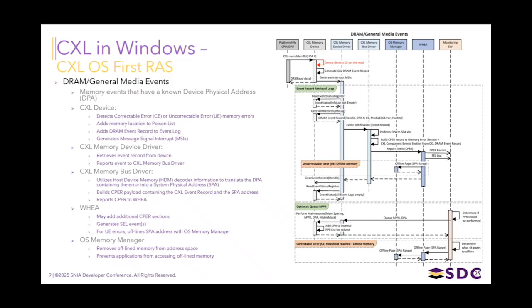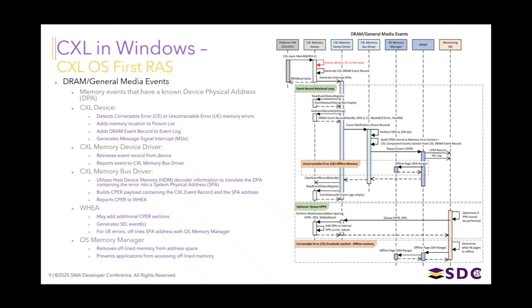But essentially, there are several sections associated with the CPER record that's created, and that's going to get passed up the stack. In this case, it goes to WIA, right? And then WIA may output that CPER record and a cell log to upper layers of the stack. In this case, I just have a monitoring software component here.